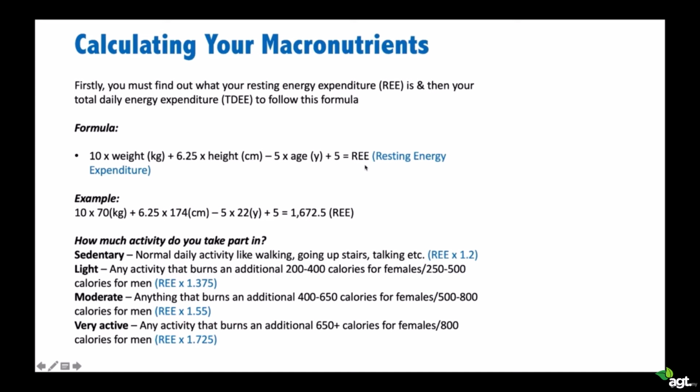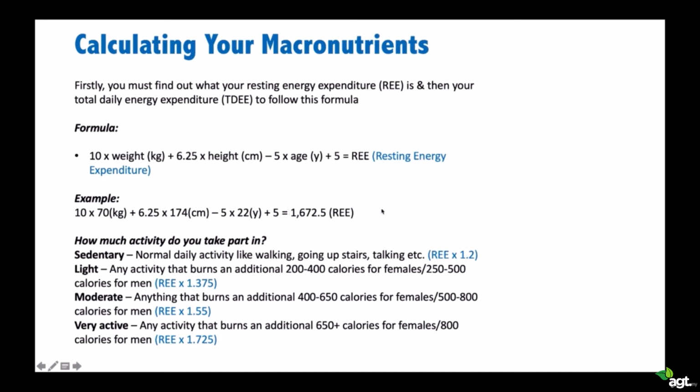That will give us your REE, your resting energy expenditure. So for example, let's say a male who weighs 70 kilos, who's 174 centimeters, who is 22 years of age. We put that into the equation and we get an REE of 1672.5. Now what does this number mean? Well, this number means that on this guy's day off, when he's completely resting doing nothing, he burns a total of 1672.5 calories doing absolutely nothing.